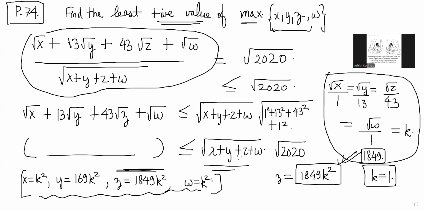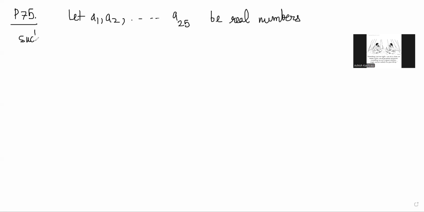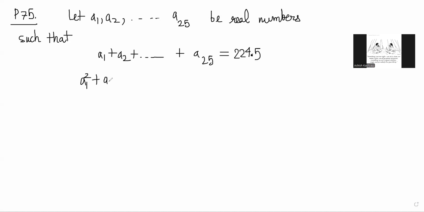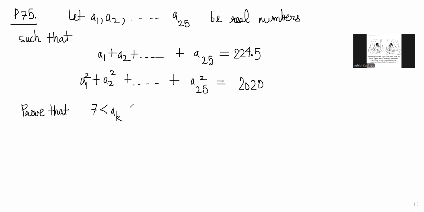Now let's look at another one. Problem 75. Let A1, A2, up to A25 be real numbers such that A1 plus A2 plus up to A25 is equal to 224.5, and you also have A1 square plus A2 square plus up to A25 square is equal to 2020. You have to prove that 7 is less than AK is less than 11 for K going from 1 to 25.